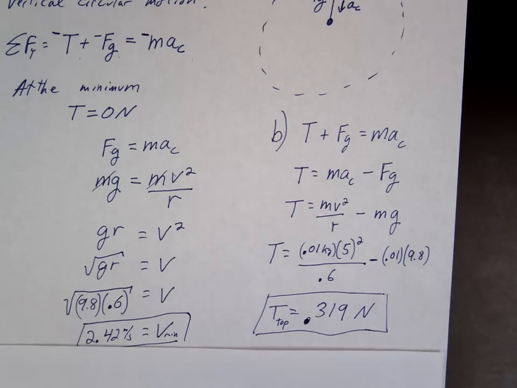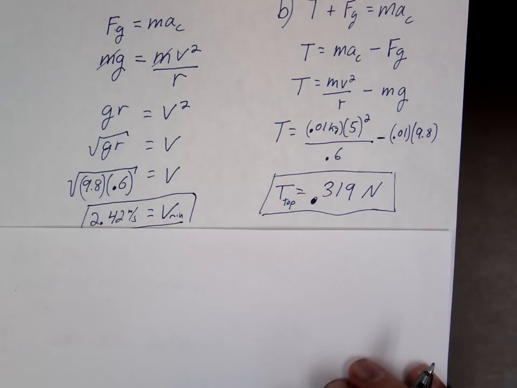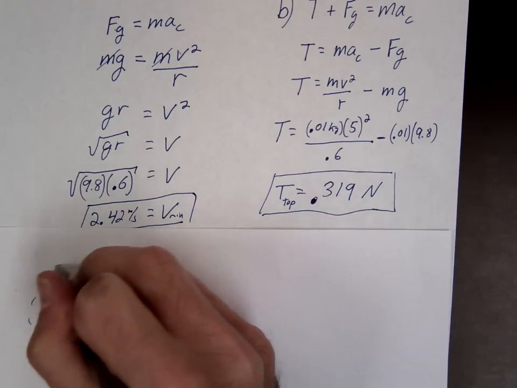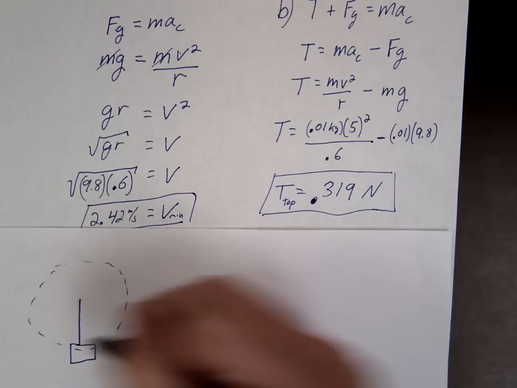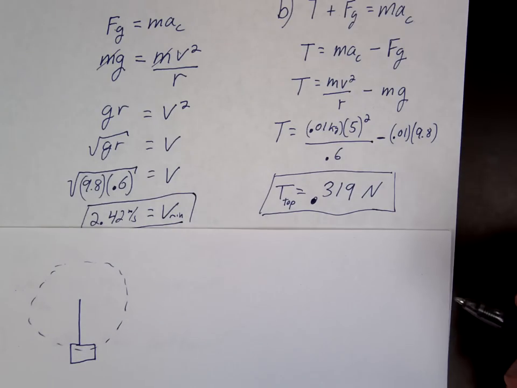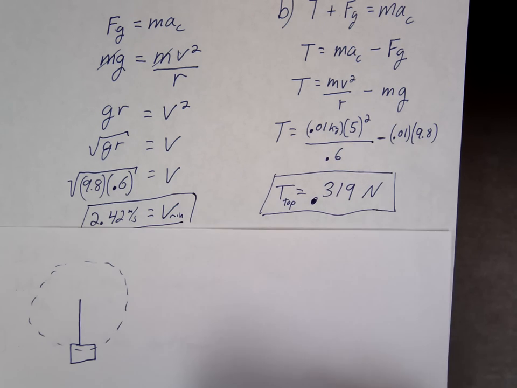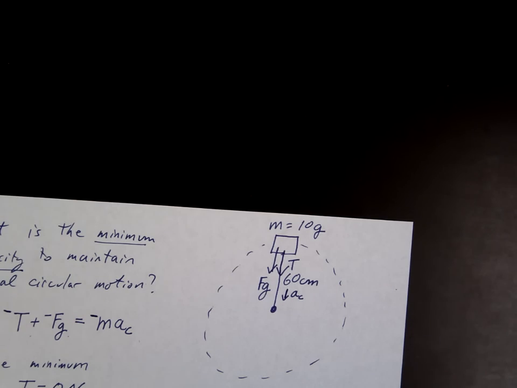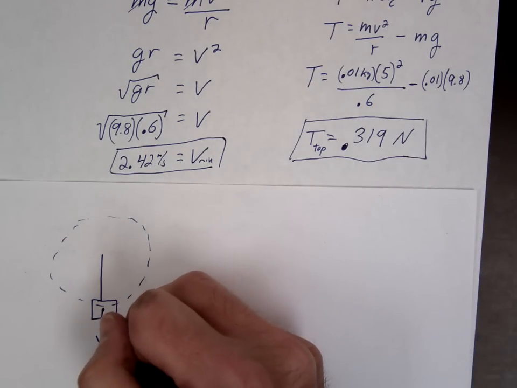All right, so let's do C. What's the difference between B and C? Okay, the location is different. So B was at the top, C is at the bottom. So what's going to change here? What's going to be different? Is our free body going to look exactly the same? No. Okay? So what's going to be different is, well, is there still gravity? Yeah. So that's not different.